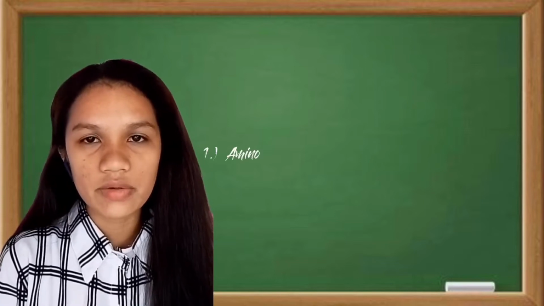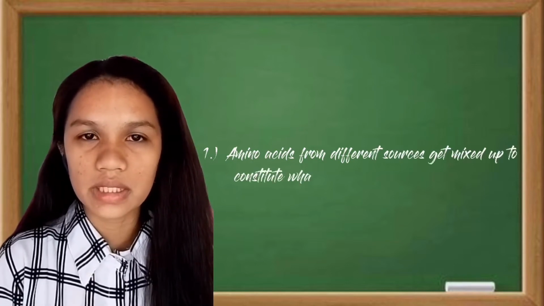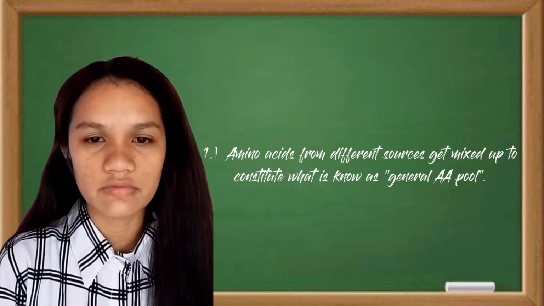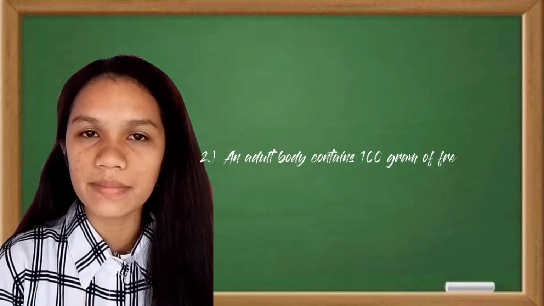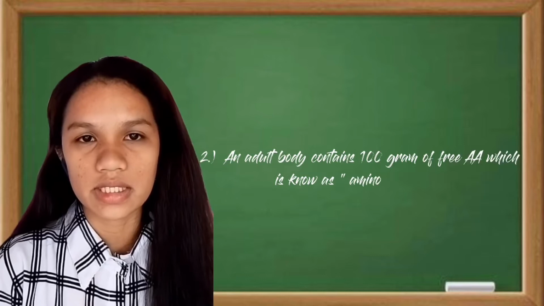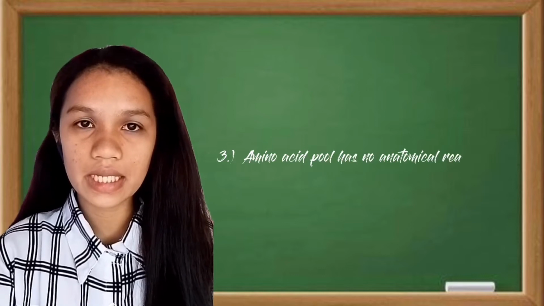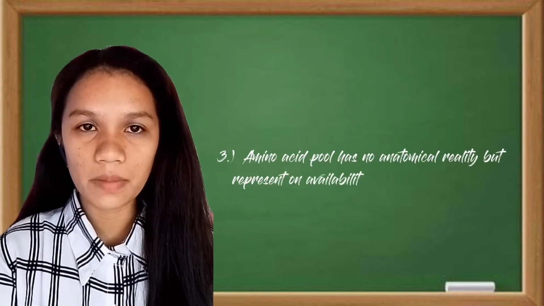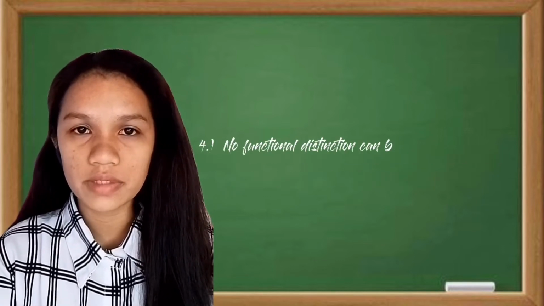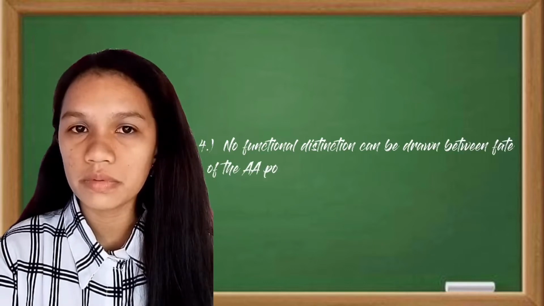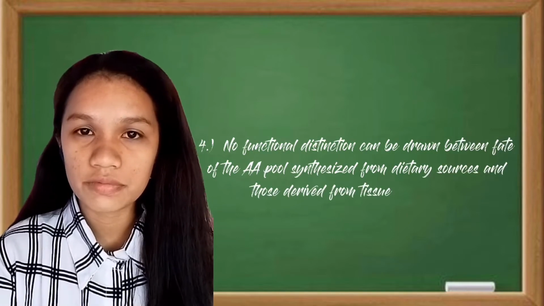Number 1. Amino acids from different sources get mixed up to constitute what is known as the general amino acid pool. Number 2. An adult body contains 100 grams of free amino acids, which is known as the amino acid pool. Number 3. The amino acid pool has no anatomical reality but represents the availability of amino acid building units. Number 4. No functional distinction can be drawn between the fate of amino acids derived from dietary sources and those derived from tissue breakdown.